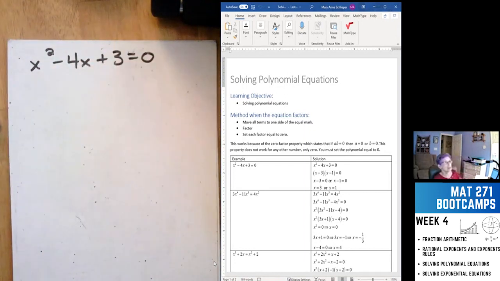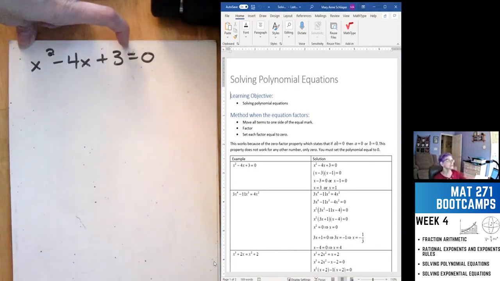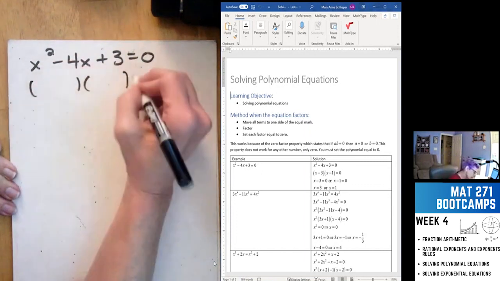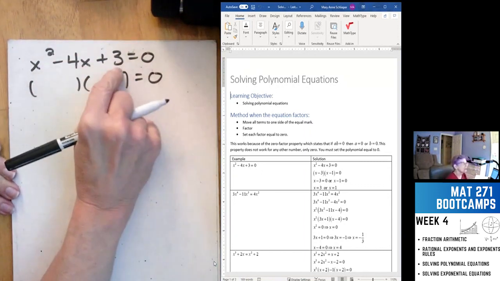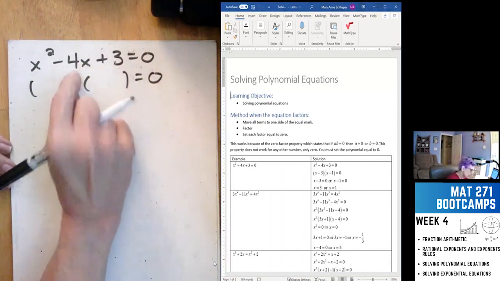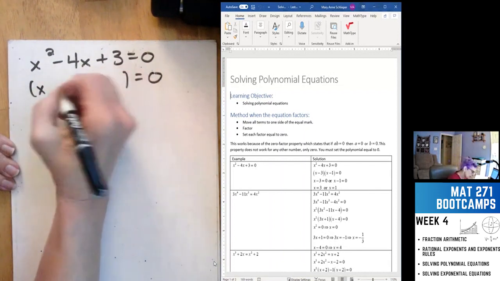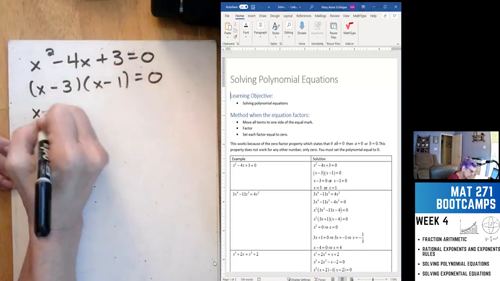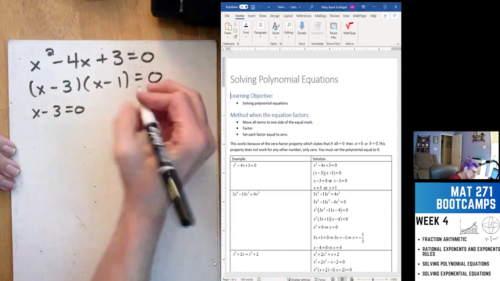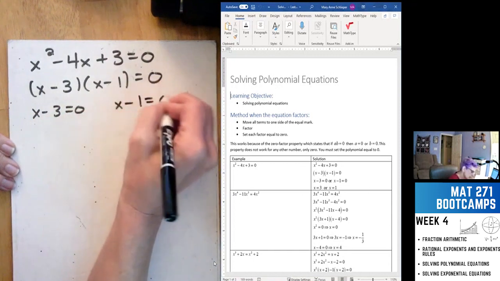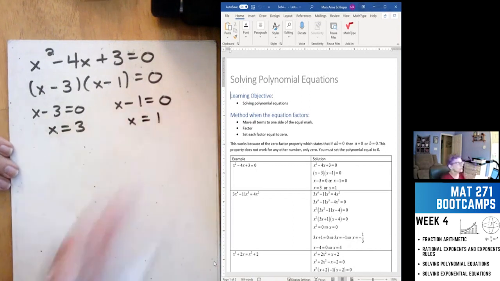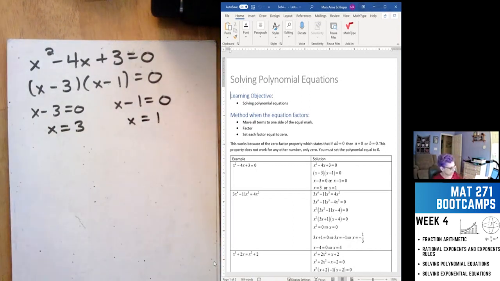If you have just a quadratic, you know how to solve it. First thing you do is see if you can factor. Yay, I can factor. Two numbers whose product is 3, whose sum is -4. Let's go with x minus 3 and x minus 1. So x minus 3 is 0 or x minus 1 is 0. So x could be 3 or x could be 1.